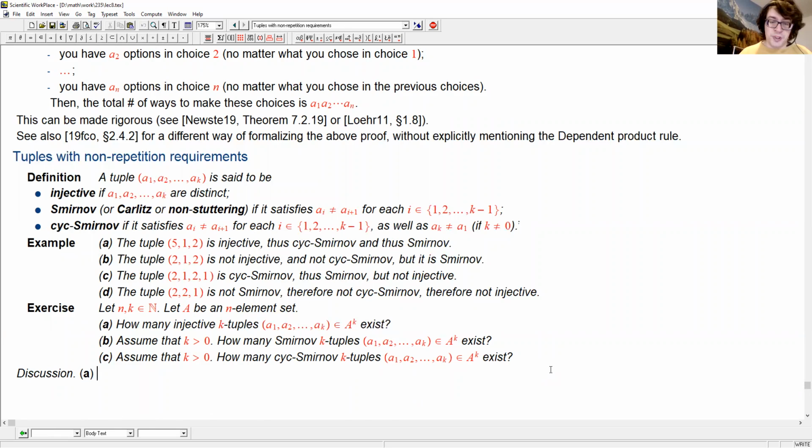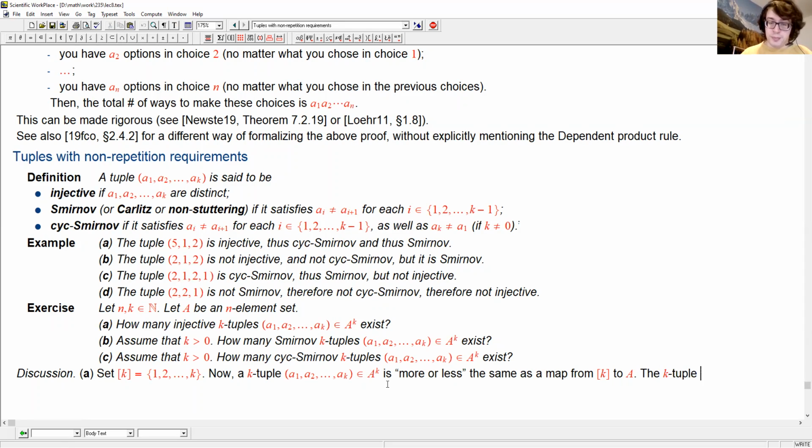For part A, this is just asking how many k-tuples have no two equal entries. So you can think of a tuple as a map from the set k to A. First of all, bracket k will mean this k-element set. Now a k-tuple A1, A2, and so on, AK in A to the k is more or less the same as a map from k to A. Why? Because you can take the map that sends 1 to A1, 2 to A2, and so on, k to AK. Clearly, the map carries the same information as the tuple.